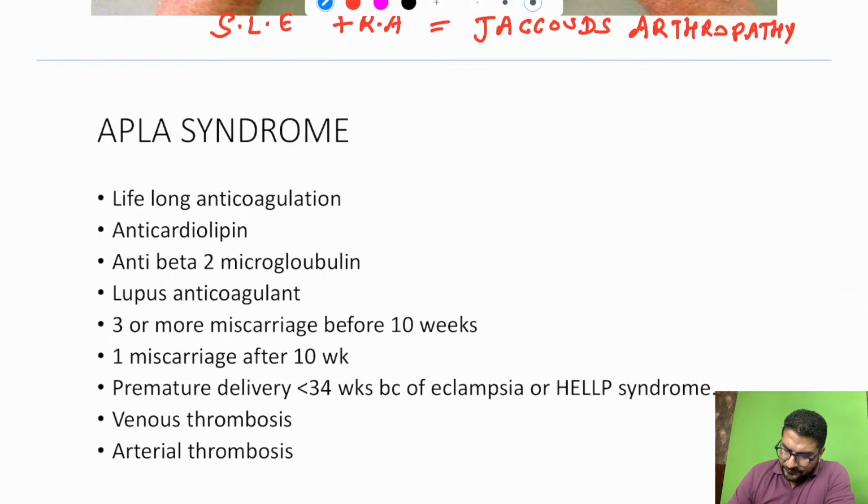Okay, now understand, they ask you APLA syndrome. APLA means anti-phospholipid antibody syndrome. First thing is they ask you the treatment of APLA syndrome. So how do we treat this? Lifelong you have to give anticoagulation plus antiplatelet. So what do you have to give the patient lifelong: heparin and warfarin, along with aspirin, an antiplatelet.